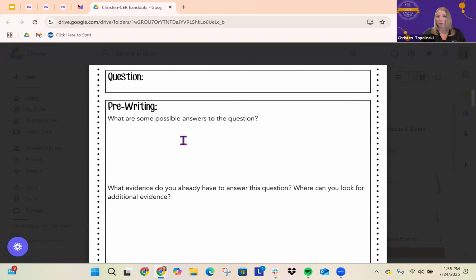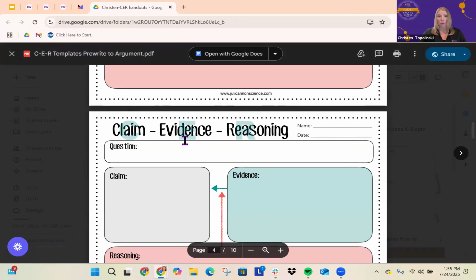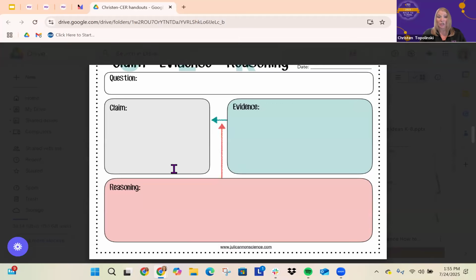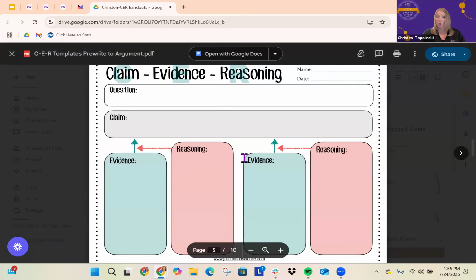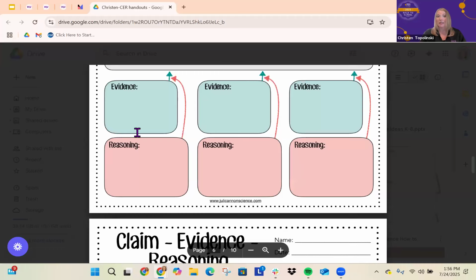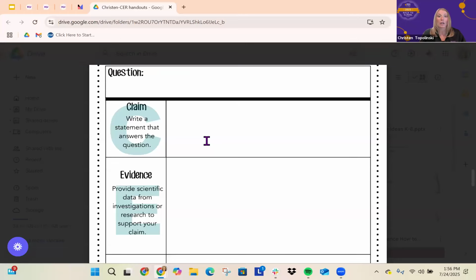She has a pre-writing template for claim, evidence, reasoning. This one or this one where it's just blank. I thought, gosh, with kindergarten, you could have them draw a picture in there. This one gets into, okay, now there are two pieces of evidence and two reasonings. Then we get into three pieces of evidence and three reasonings. I just really thought that she scaffolded this well.